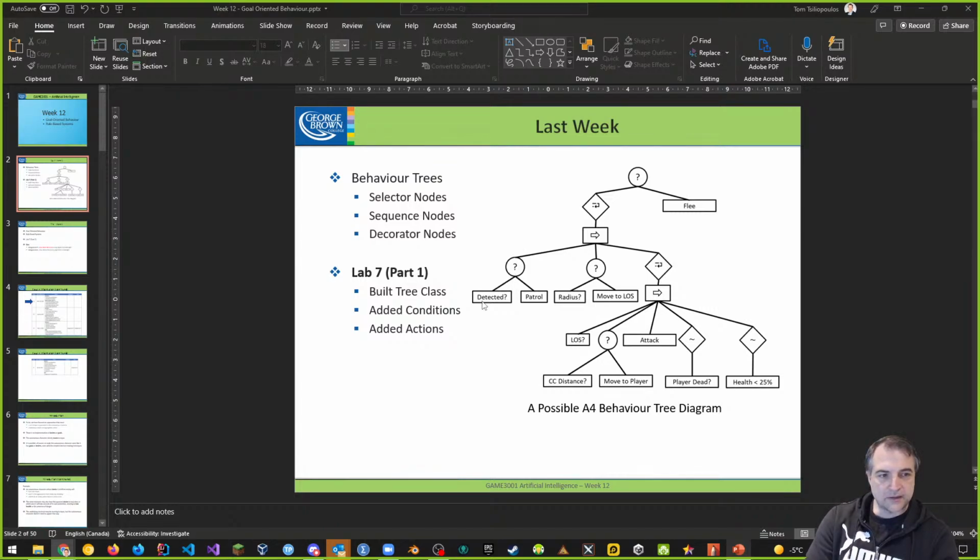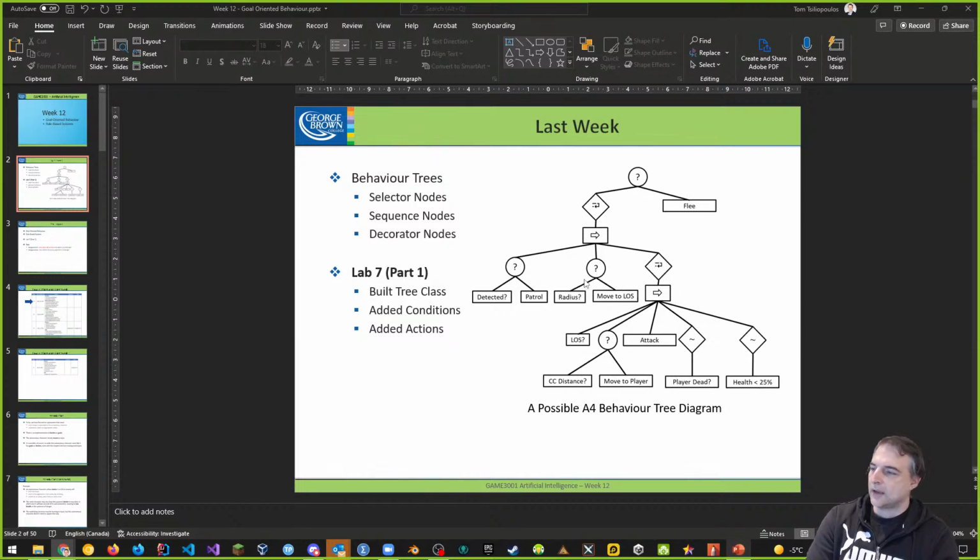It could be something like this. Has the player been detected? No, let's suppose. Well, now I'm going to try the second child, which might be an action, like patrol. So now I'm in patrol mode. Patrol mode returns success, and success goes to the next sequence, and then into another selector. Is the player within a specific radius? No. Okay, fine, then we can try the next child, which is move to line of sight.